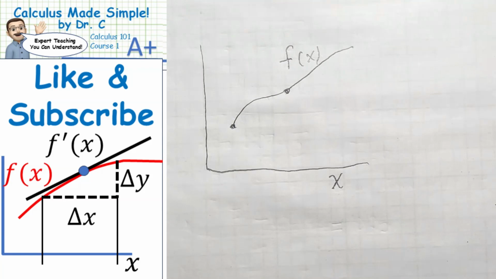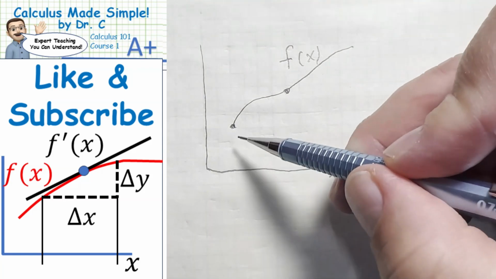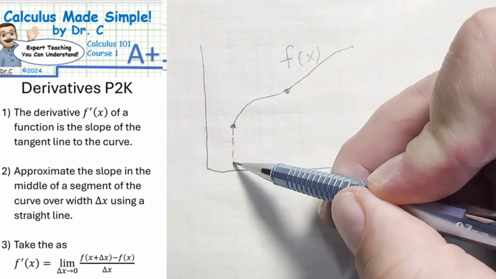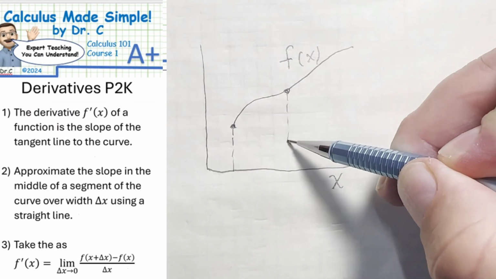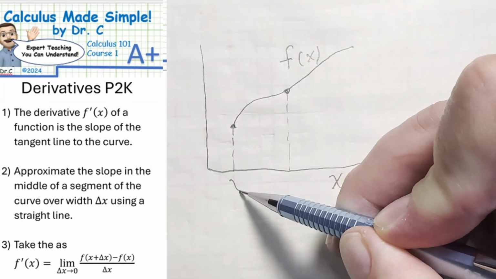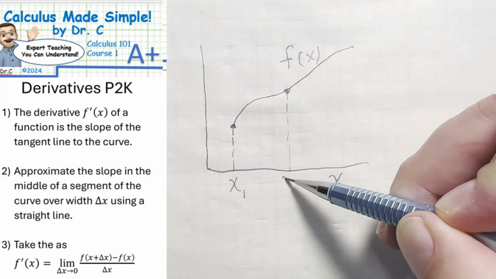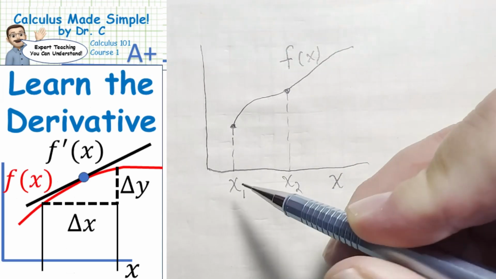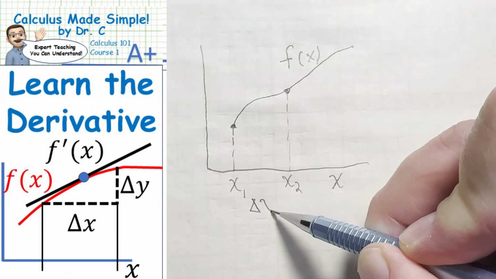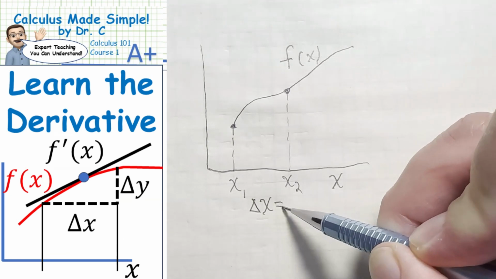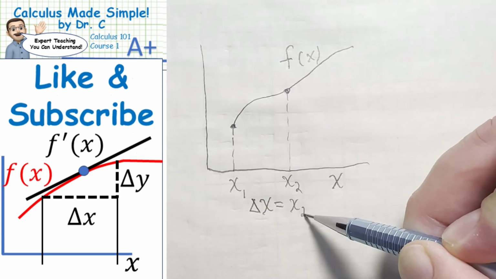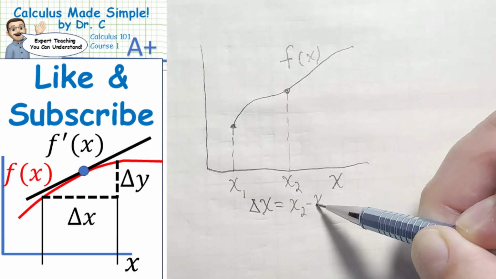Well, what can we do with this? I'm going to draw down here. We're going to get this. This is going to be x1. This is going to be x2. And also, it's going to be delta x. Delta x is equal to x2 minus x1.